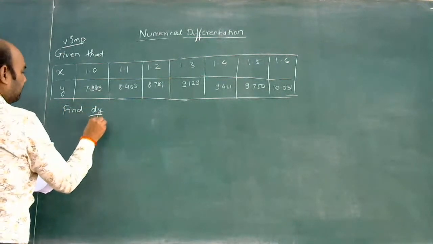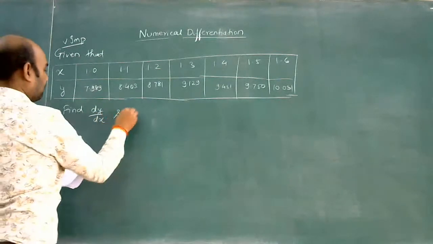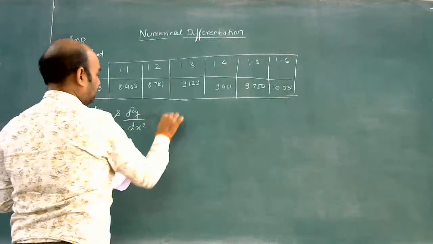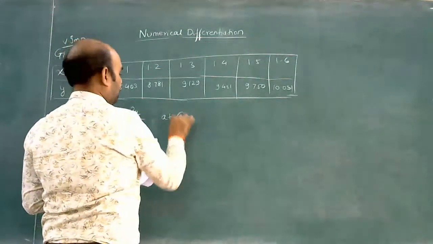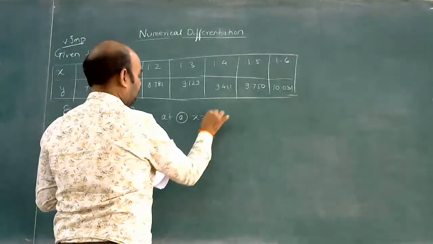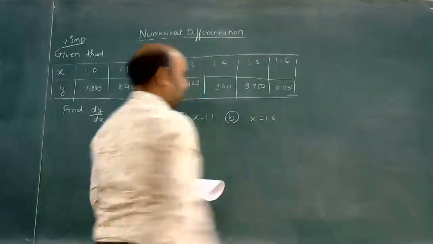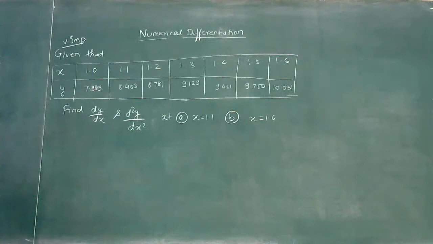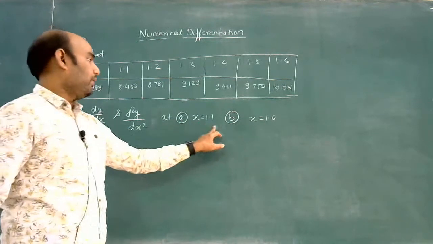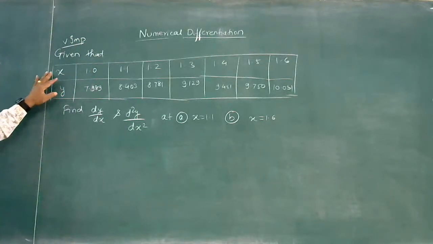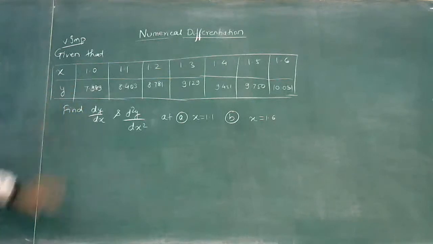dy by dx and second order derivative at A, x is equal to 1.1 and B, x is equal to 1.6. So you have to find the first derivative and second derivative at x is equal to 1.1 and x is equal to 1.6. This table is given, value of x is given and value of y is given.